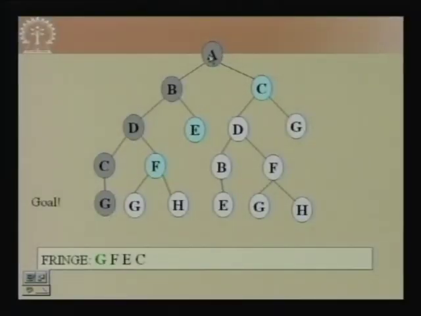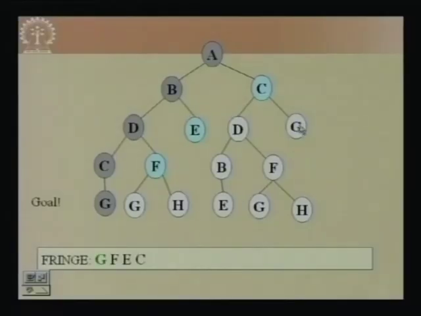So, we notice that A, B, D, C and G are the nodes expanded. A goal node at depth 4 has been found by depth first search. On the same search tree, we saw that this goal was found as a result of breadth first search. This goal is at depth 2 and in that case, we had expanded A, B, C, D, E and D.